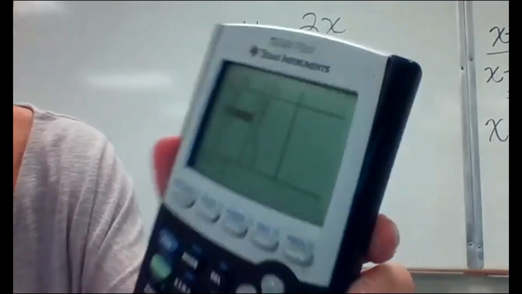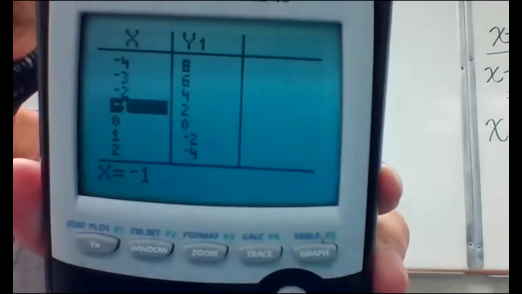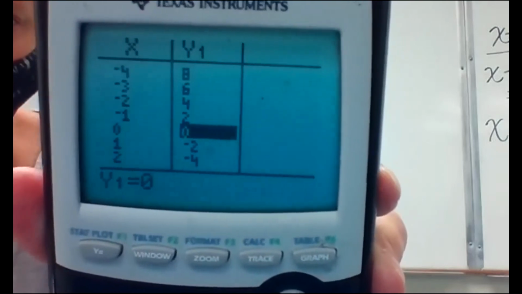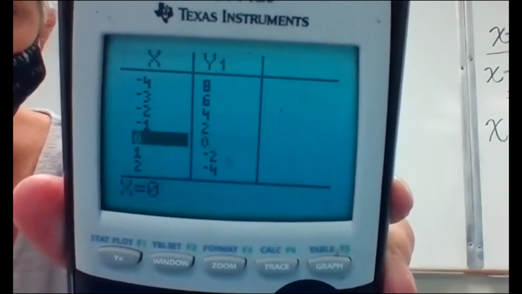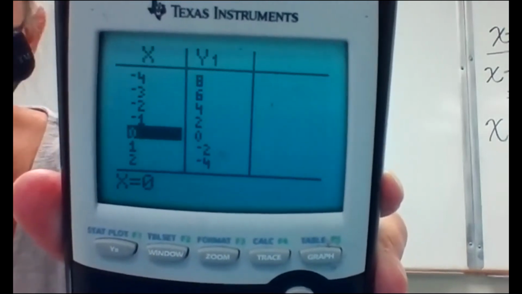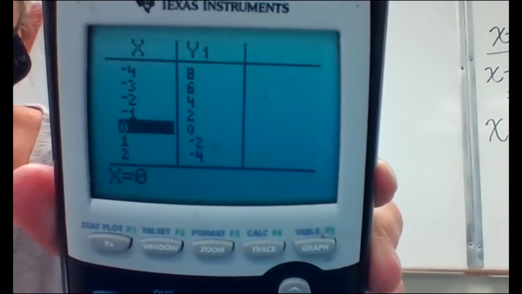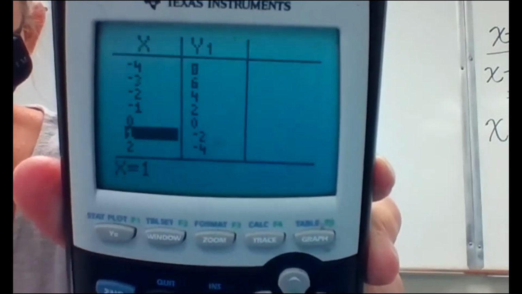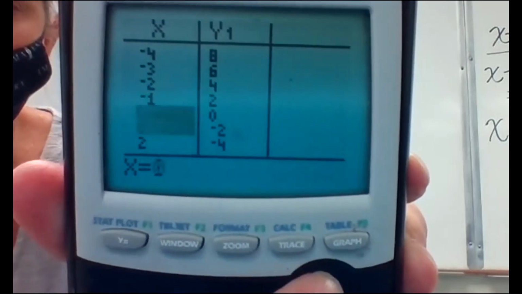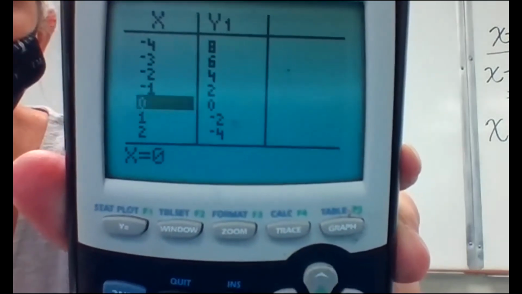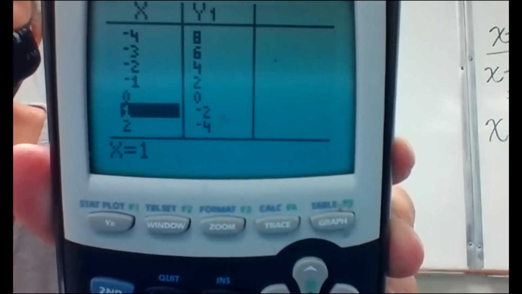Anytime I see this point, this one right here, 0, 0, I always choose that because it's the easiest point to plot. So I'm going to use that one, and then it doesn't matter, I'll just use the one below it. So I'm going to plot those 2 points, 0, 0, and 1, negative 2.